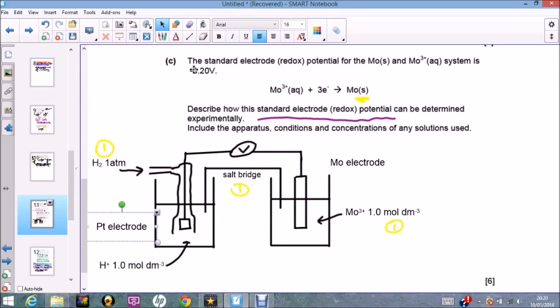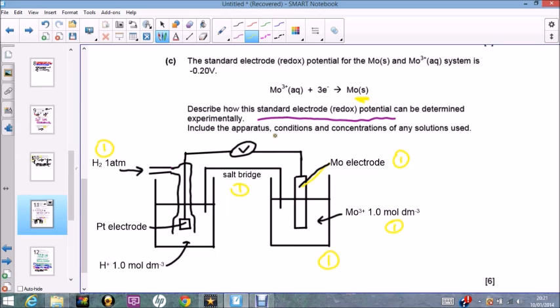I get 1 mark for correctly labelling both of my electrodes. So this one is a molybdenum electrode. Remember we said at the top molybdenum is solid, so I can use it as an electrode. And platinum electrode over here. So both electrodes correctly labelled is 1 mark. In addition to that, because I've correctly recognised that I can have a molybdenum solid in contact with its ions, then I get a mark for correctly drawing this half cell, so that's my 5.